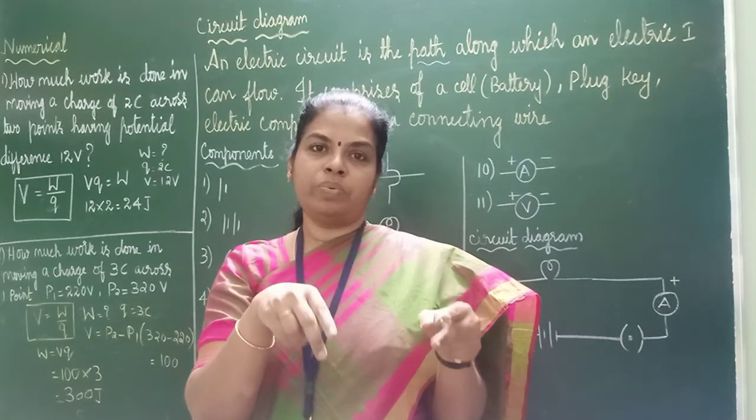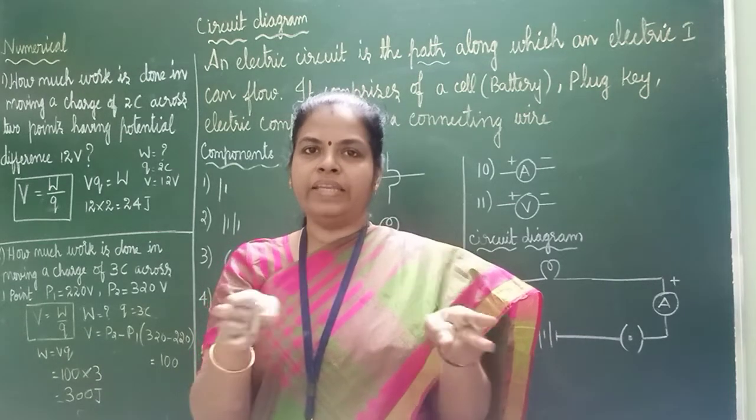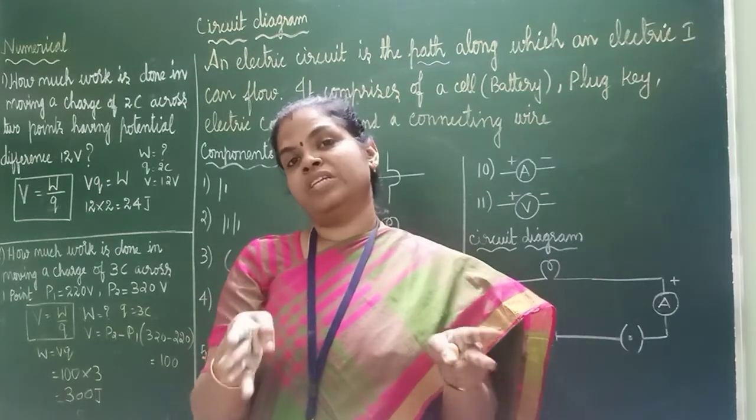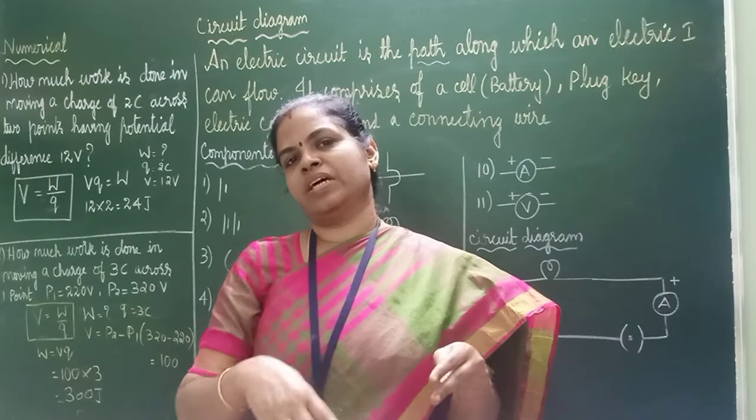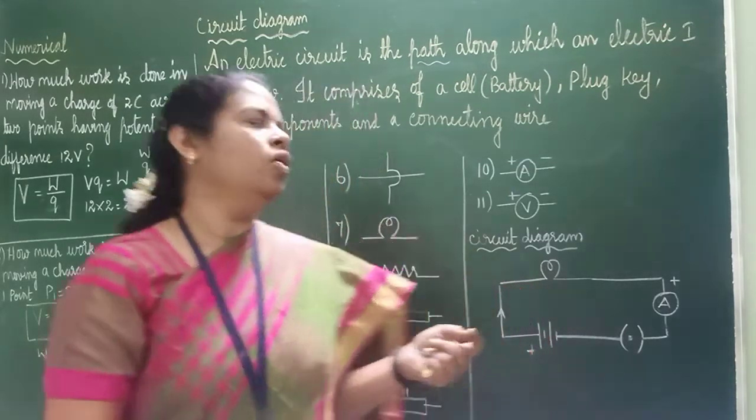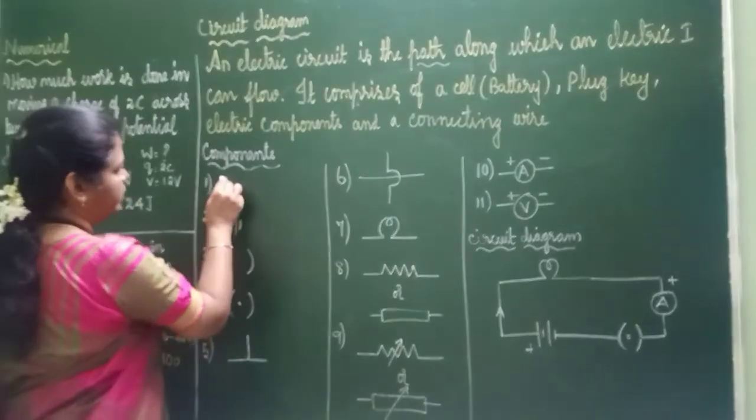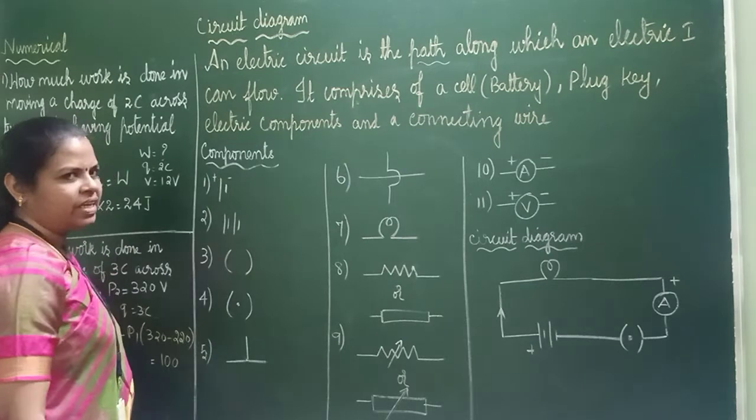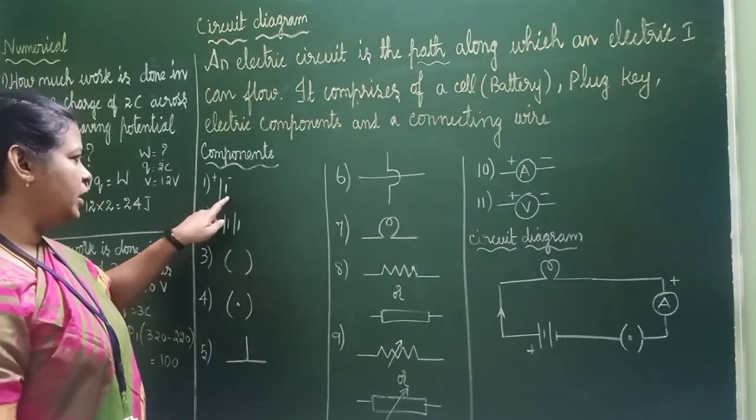The chemicals which are present inside the cell will align the protons and electrons, and then potential difference should be there. Then only they will start moving. If there is no potential difference, they will not move, right? So a cell has one positive terminal, the big one. The small one is the negative terminal. So one positive terminal and one negative terminal.